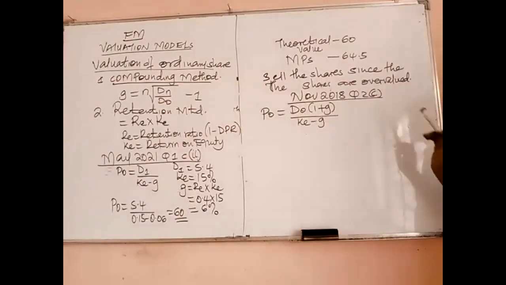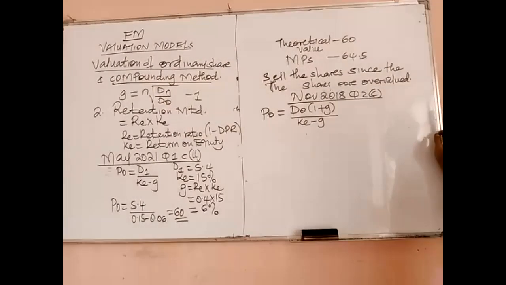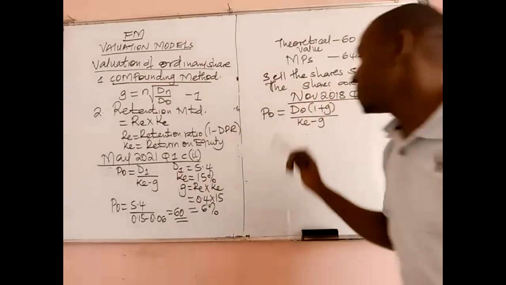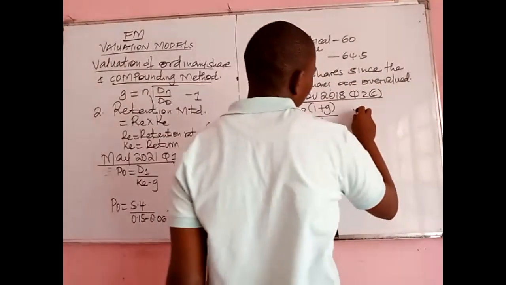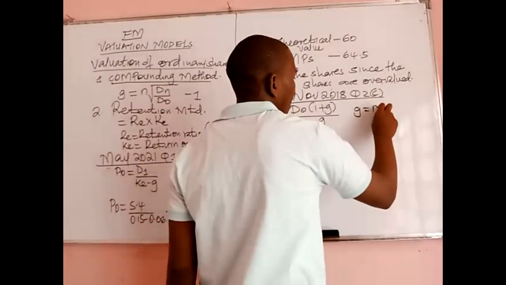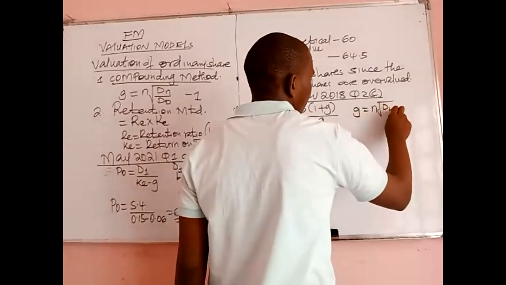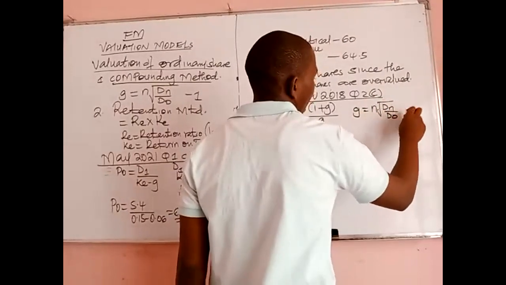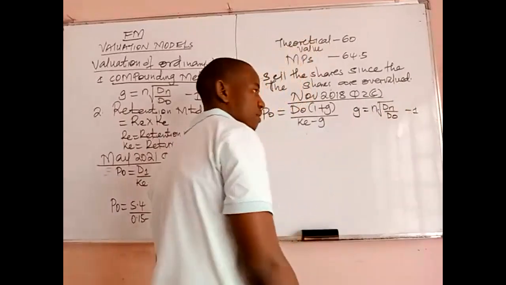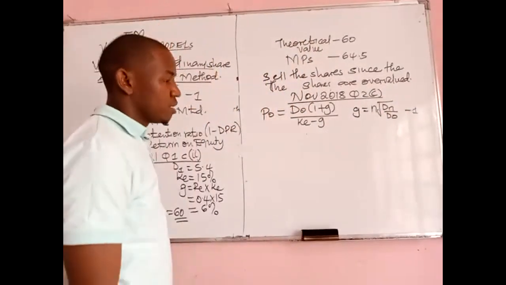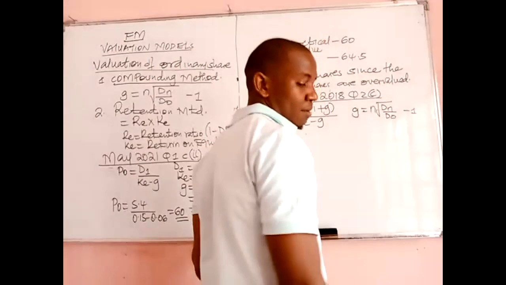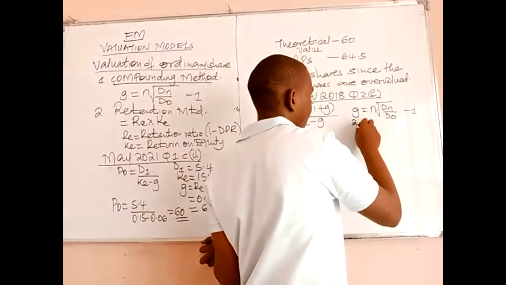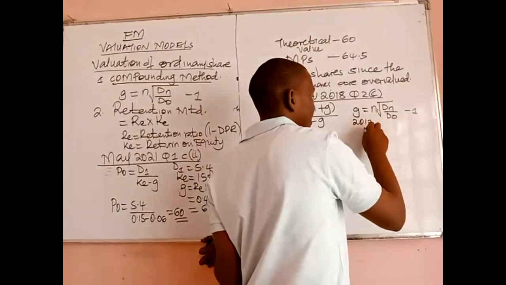Now, we don't know the growth rate. But I said when we have different dividends for particular years, you use the compounding. So our growth rate here should be the n-th root of Dn over D0, minus 1. We've been given them from 2013, 2014.